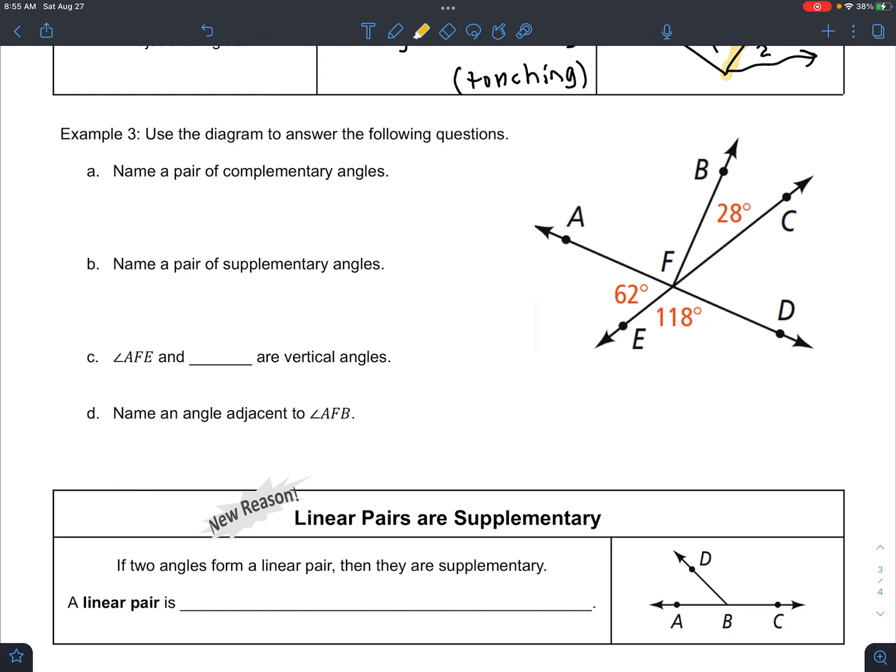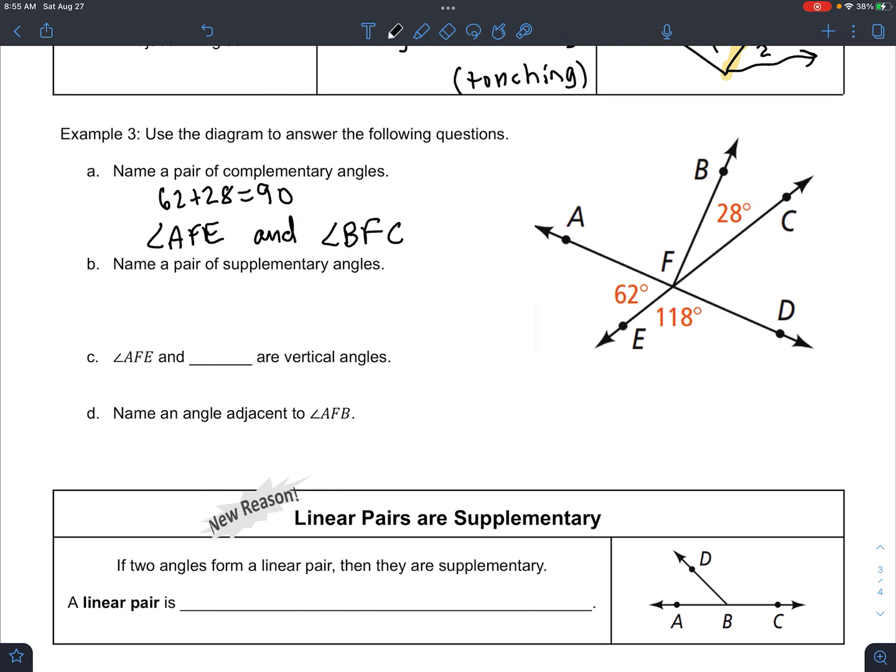Let's go ahead and find a pair of complementary angles. So the rule is complementary just has to add to 90. They don't have to be adjacent or anything. They just have to add to 90. So I noticed that 62 plus 28 is 90. So maybe if I had AFE and the 28-degree angle, BFC, those are considered complementary because they add to 90. That's the only part of the definition. They just have to add to 90.